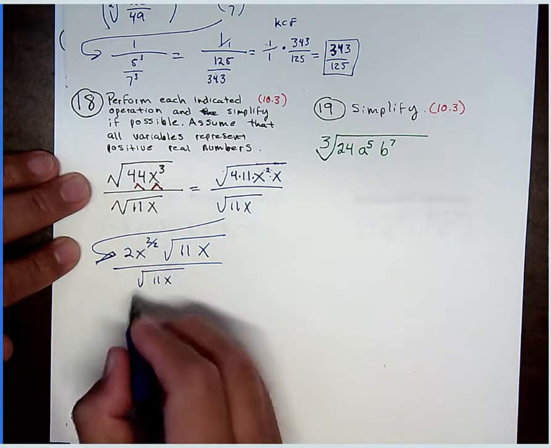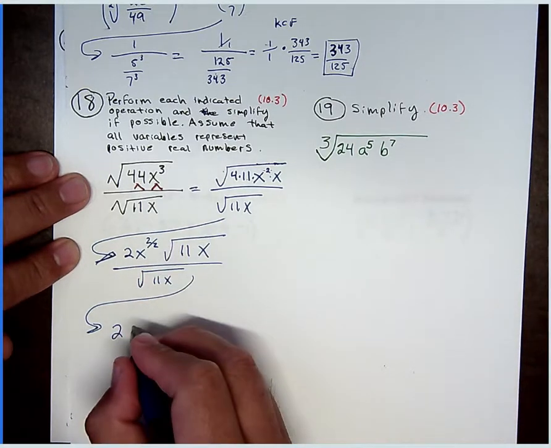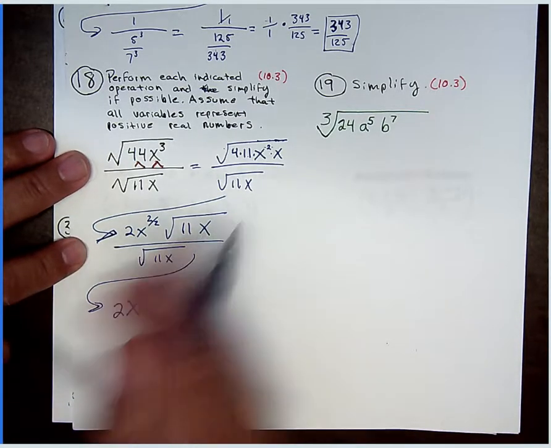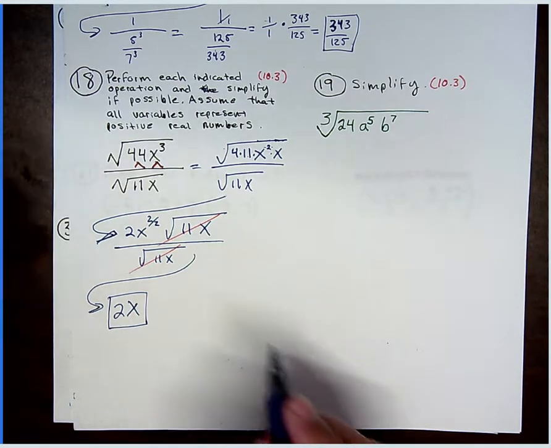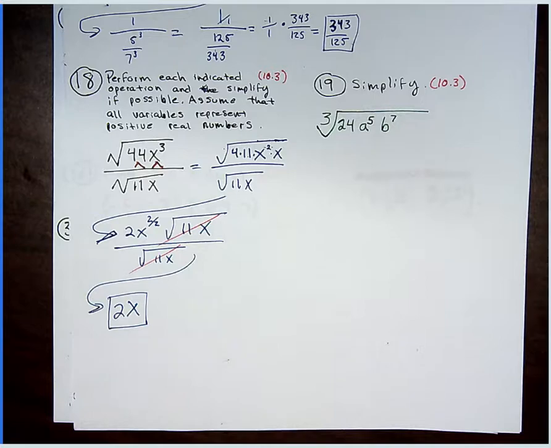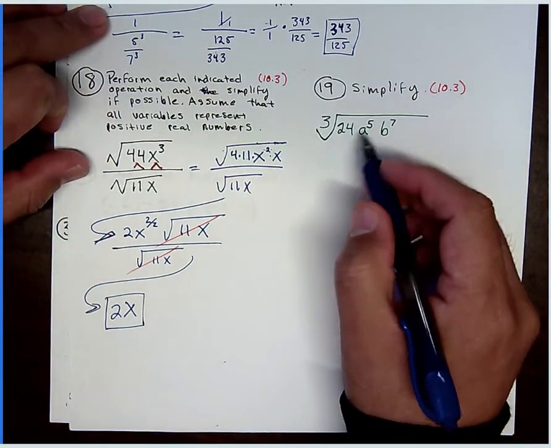So that means that 2 over 2 would be just x, and if you guys notice, these 2 cancel out, so that would be the answer for 18. And that's 10.3.